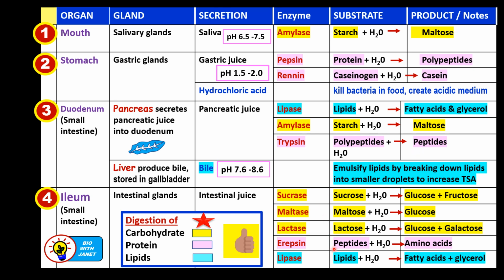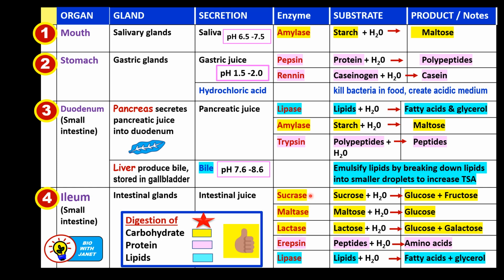And erepsin then continues the digestion of the peptides. Erepsin hydrolyzes peptides to form amino acids. So digestion of protein occurs in the stomach, the duodenum, and the ileum. Now, how about lipids? For lipids, lipase in the duodenum digests the lipids into fatty acids and glycerol. So you can highlight the digestion by lipase using another color like blue or green.